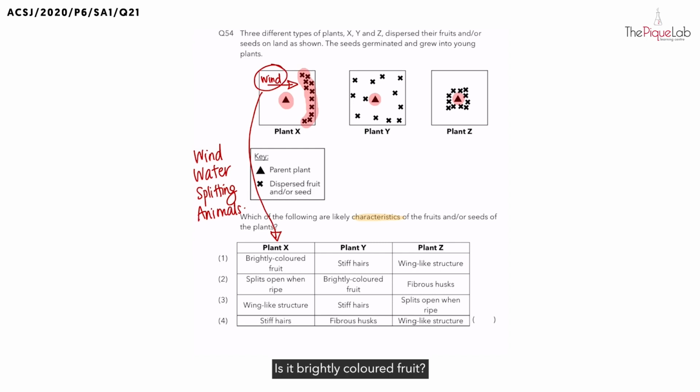Is it brightly colored fruit? If the fruits are brightly colored, most likely they are dispersed by animals, not wind. So this is wrong. Second option, they split open when ripe. Fruits that split open when ripe are dispersed by splitting, not wind. So this is wrong. Option number 3 tells us that the fruits of plant X has a wing-like structure. If the fruit has a wing-like structure, means its dispersal method would be, yes, it is by wind.